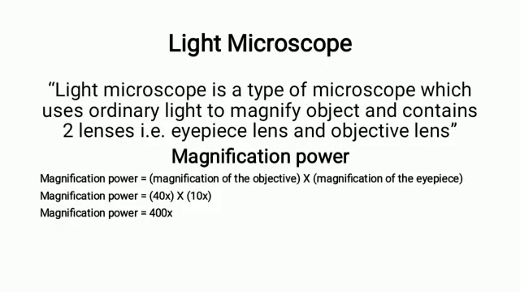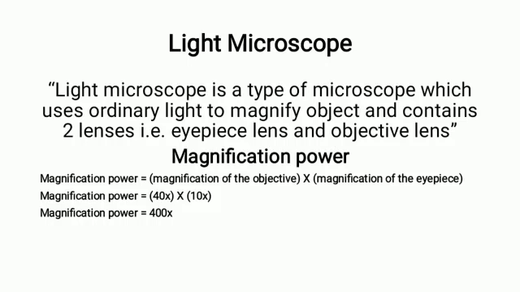Moreover, a light microscope contains two lenses. The one is the eyepiece lens and the other is the objective lens. Now, to get the total magnification power, meaning the total zooming power, the power of a microscope to make the image bigger, we can calculate it. To calculate that, we have to multiply two things: the magnification power of both lenses. Number one, magnification power of the objective lens multiplied by the magnification power of the eyepiece.